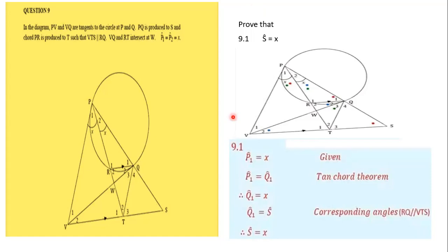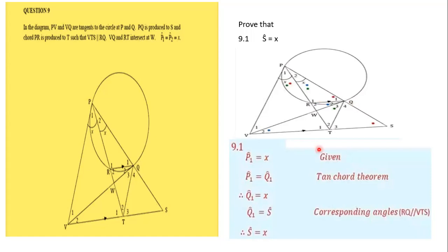So they say P1 is equal to X. So we're given that P1 is equal to X. And P1 here, as you can see, is equal to Q1. Why is it equal to Q1? It's because of the tan chord theorem.